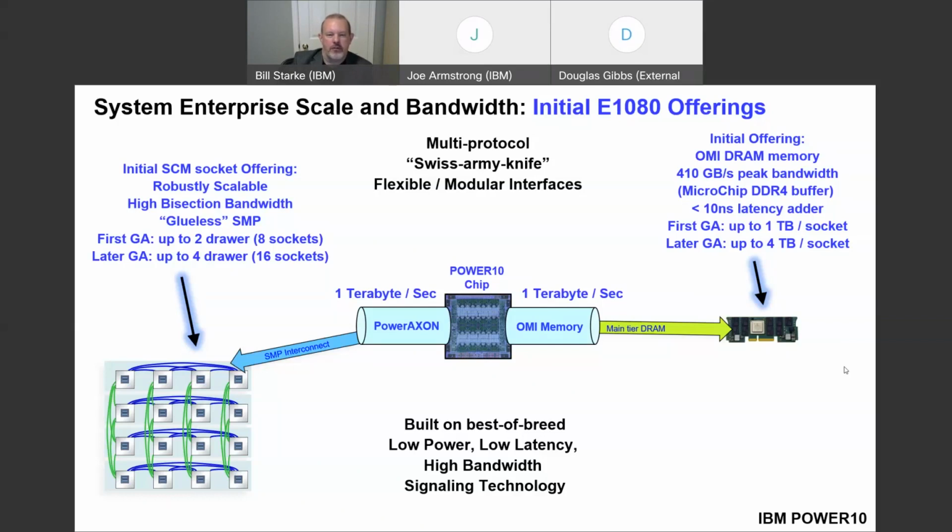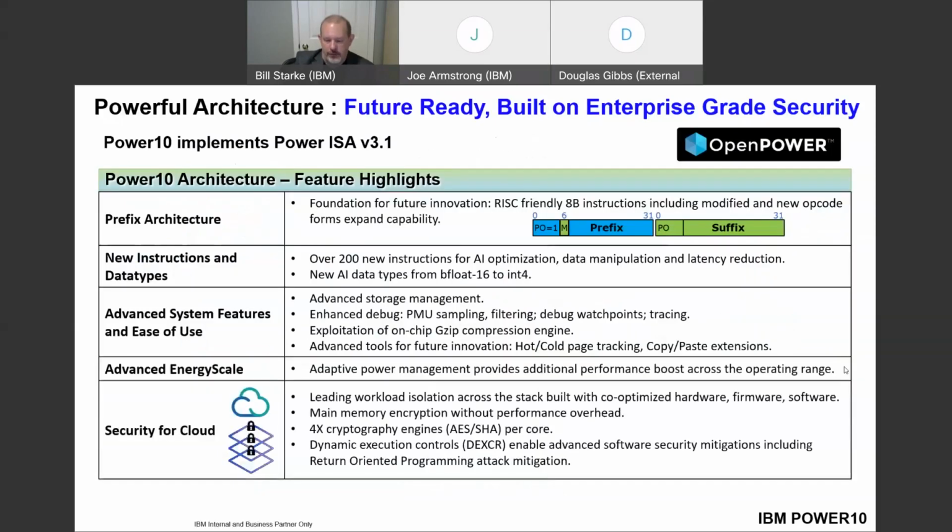But of all these chip signaling, bandwidth, and connectivity capabilities, these are the ones that we focused on first, because these are the ones that are most important for the large enterprise system that we have just begun offering within the last month here. Let me flip over to what we are doing in the architecture in the processor core.